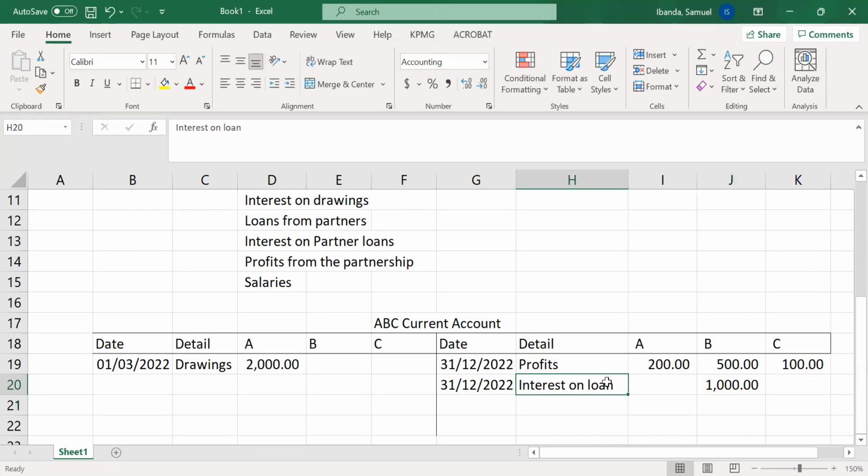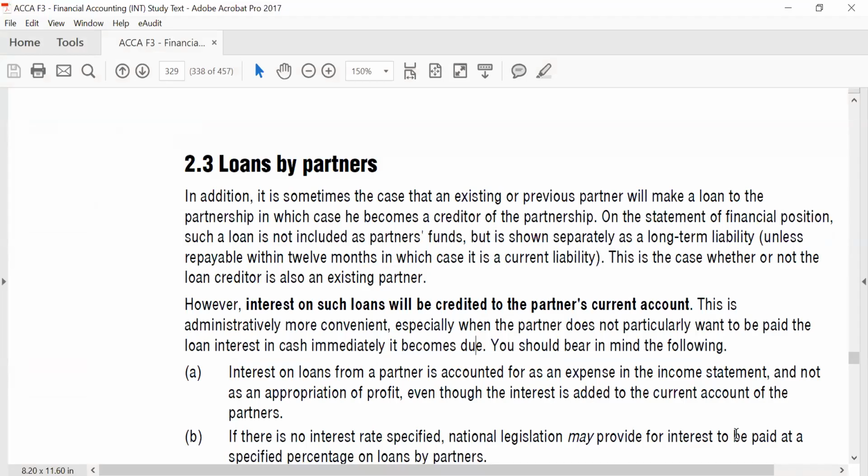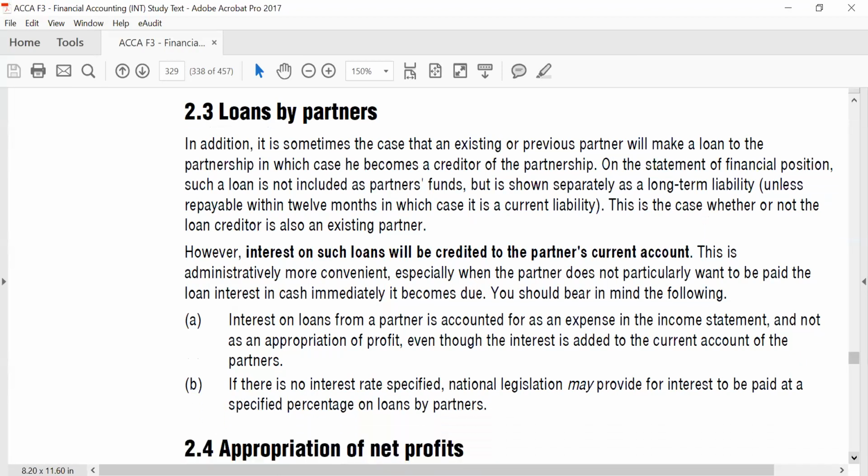Why is it being recorded here? Because the partner is benefiting. The partner is charging the partnership interest for giving us that loan. So they are benefiting. That's why we credit, just like the way we credited the profit. So that is what we are trying to mean in this text, the loan by the partners. Of course, when you go to the balance sheet, our statement of financial position, we also take it under liabilities. But this is just for demonstration when it comes to preparation of our current account. So the interest on the loan from the partners is accounted for in the income statement, not the appropriation of profits.